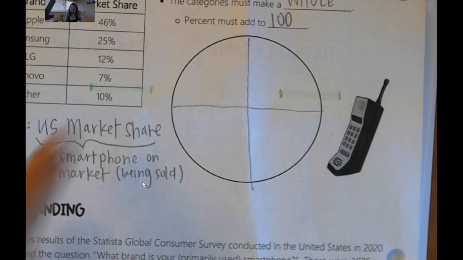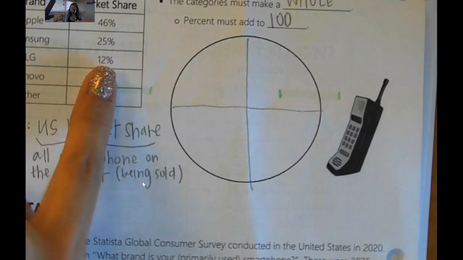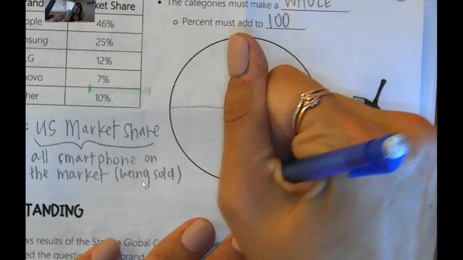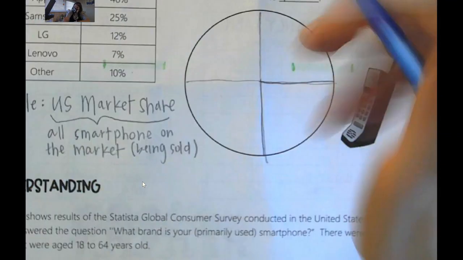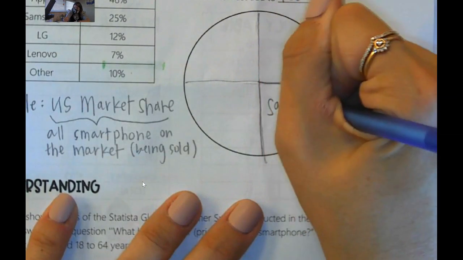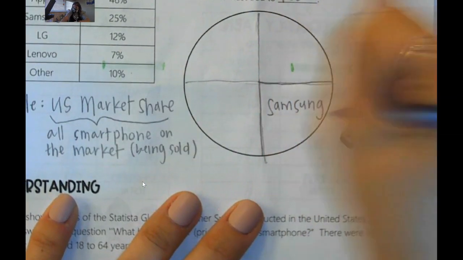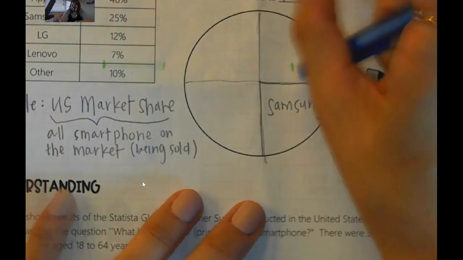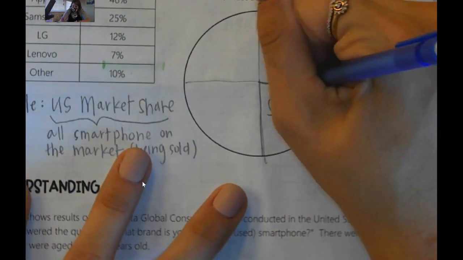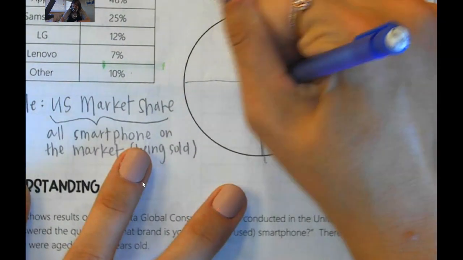And then I'm going to go look at my categories. We get lucky because Samsung is exactly 25%. So I'm just going to darken one of those quarters and write Samsung in there. So Samsung is 25% of all phones being sold.